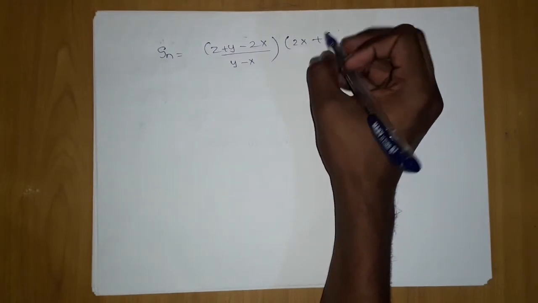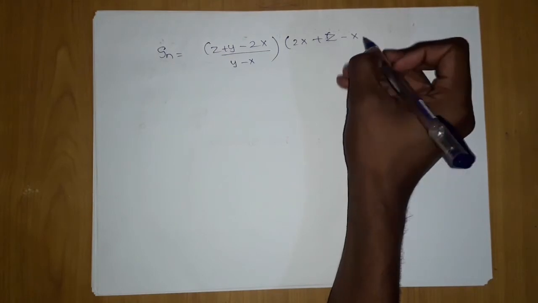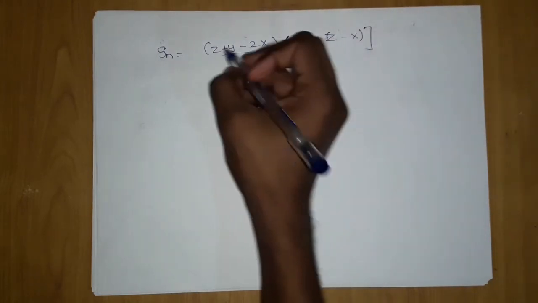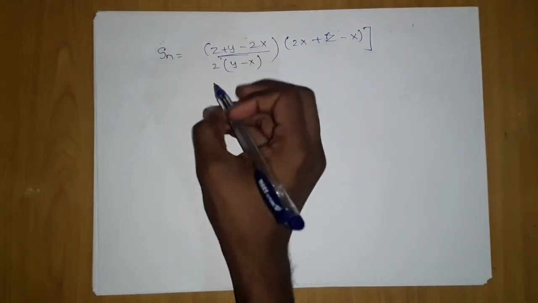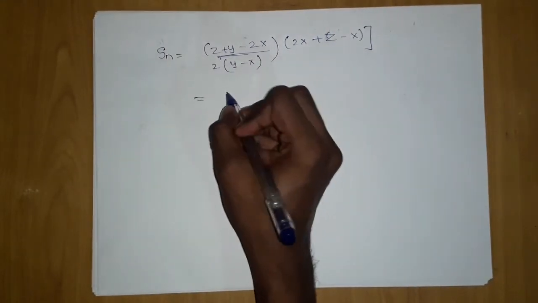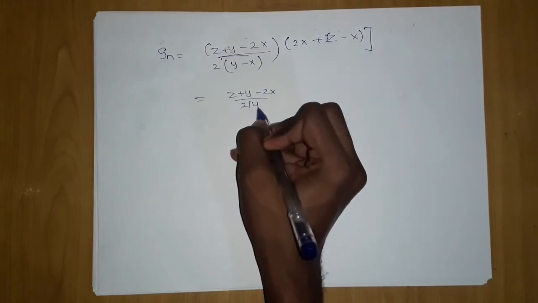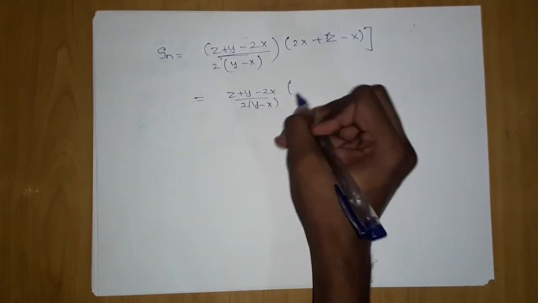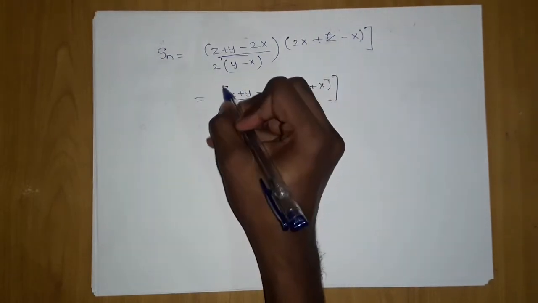What we got, its value we had kept as 1, z minus x. So when we put this value here, we have 2 also. So be careful. So z plus y minus 2x upon 2 into y minus x. Okay, this will be z minus x, z plus x. So we got this thing.